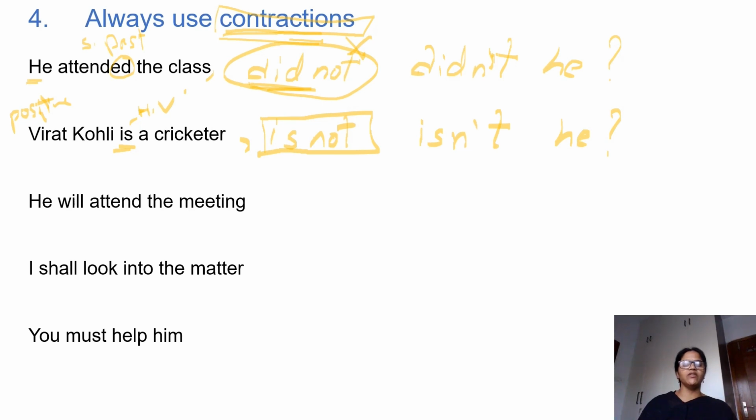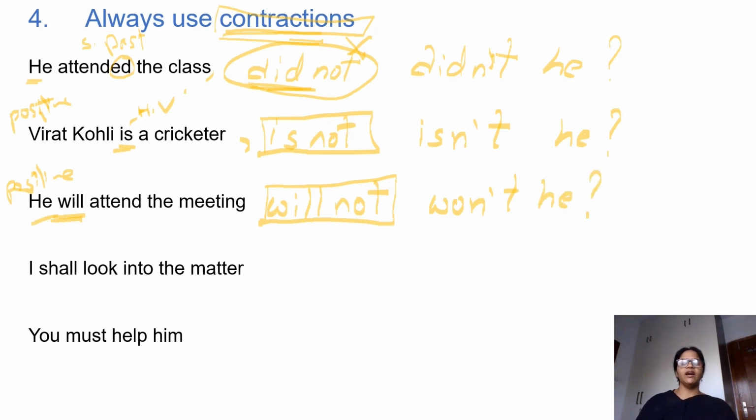He will attend the meeting. What is the auxiliary verb here? Will. So use the auxiliary verb given in the statement, will, and see whether the statement is positive or negative. Do we have any negative word in the statement? No. So the statement is positive. A positive statement needs a negative tag. So what is the negative form? Will not. Since we do not use the longer form, we need a contraction. So will not, contraction is won't. Won't he.